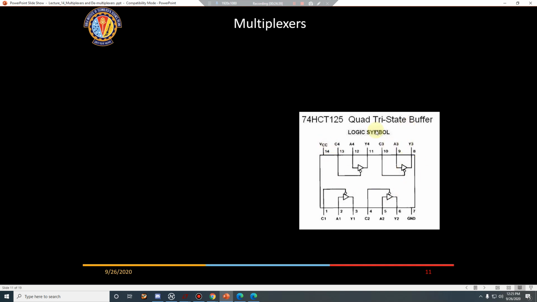Even in the 74 series, these tri-state buffers are available. This is the 74125. If you see the pin diagram, you have A1, Y1, A2, Y2. If you give a control of 0, whatever input is available at A1 will be available at Y1. If you give it 1, Y1 is just hanging in the air, and there will be no output available. Such ICs are available even in the 74 series.